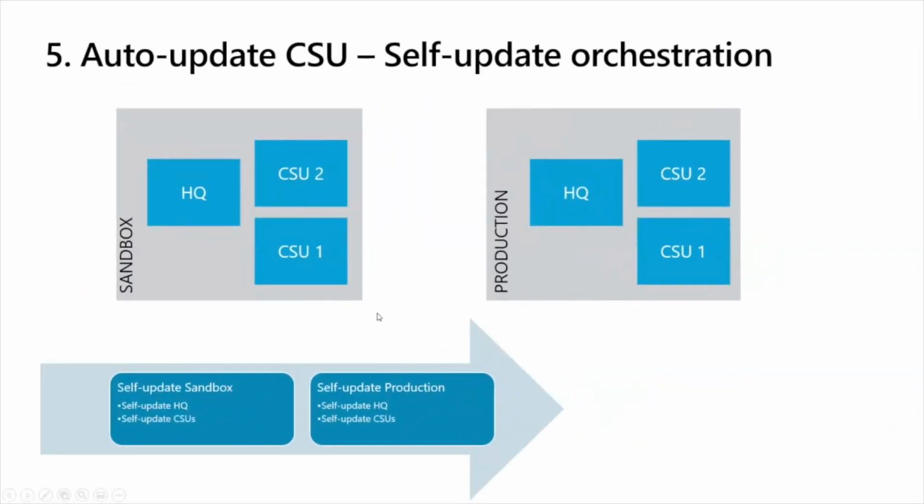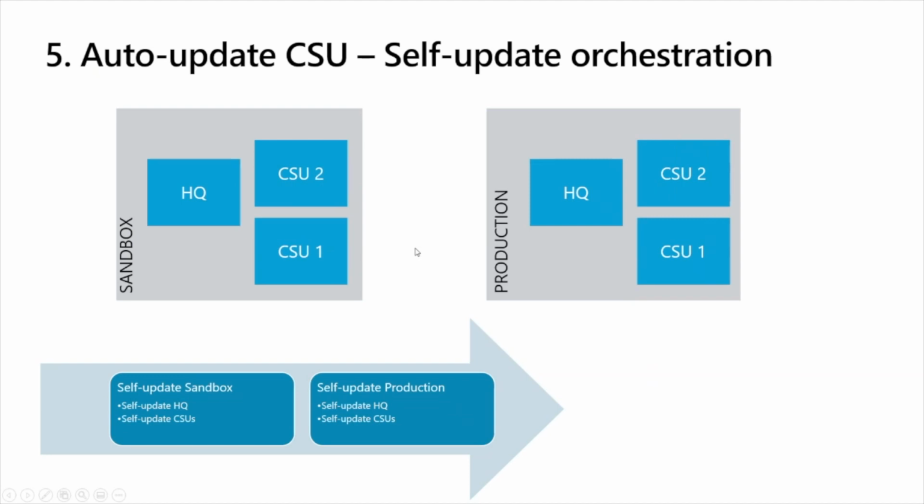The other flow that we still support in addition to auto update is the self update, which means you get about a month or more before your auto update kicks in to self update and self apply an update in your environment. So with self update, what we recommend is take your sandbox environment, update your HQ, and then self update each of the CSUs. And likewise, go to production, self update HQ, and self update CSU1 and CSU2.